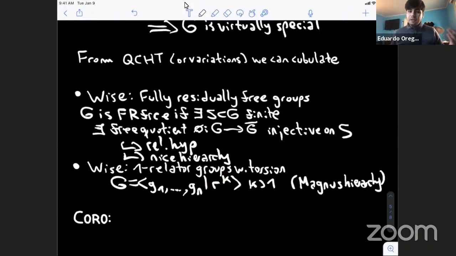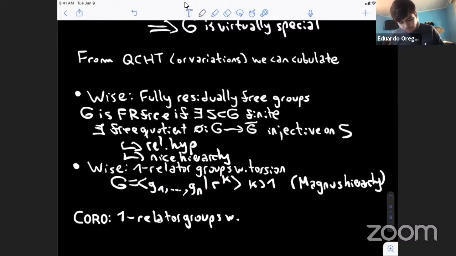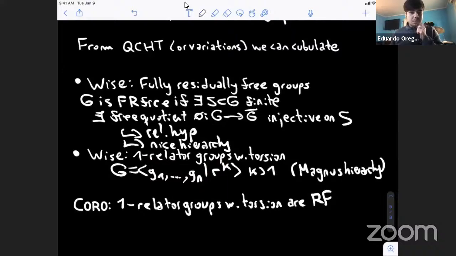And the point is that these groups are cubulated by this Oscar-Combe-Harvey theorem, but moreover, they are virtually special. So as a corollary, we get that one-relator groups with torsion are virtually finite. And you should believe me that this is a really non-trivial result.